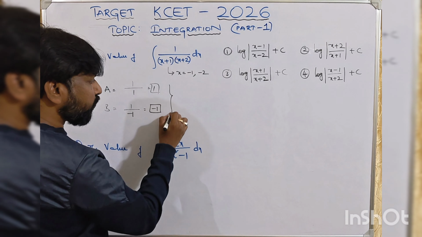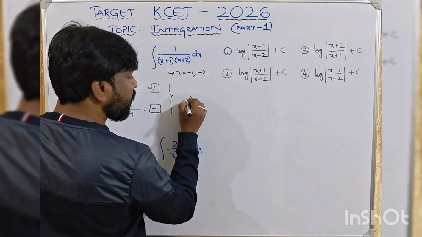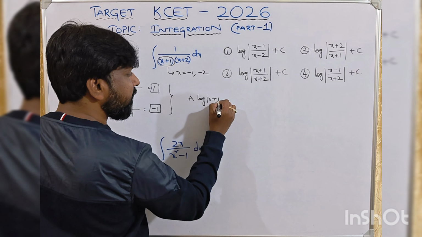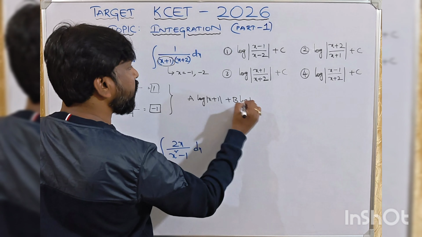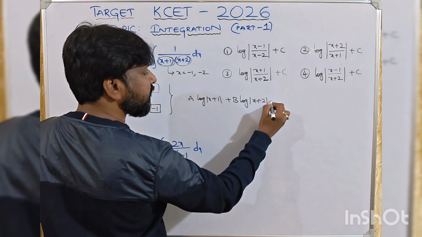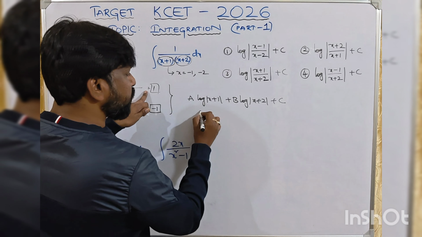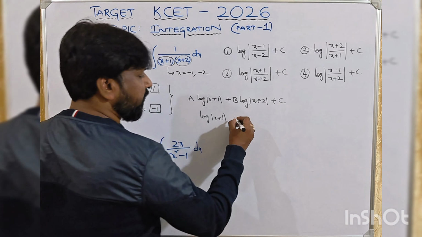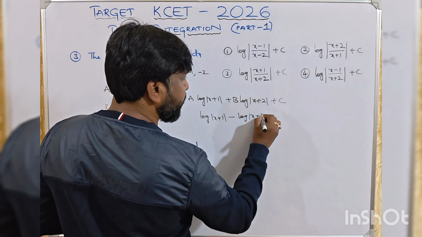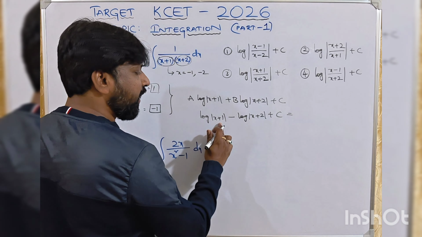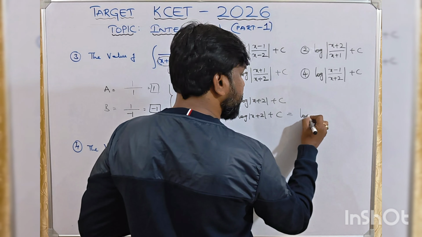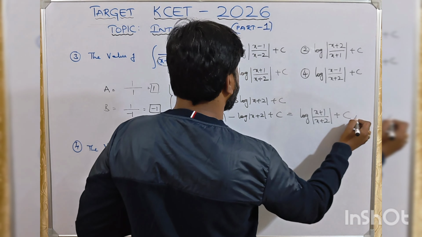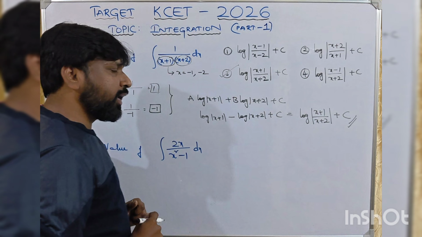Then according to this, the formula is a into logarithm of mod x plus 1, plus b into logarithm of mod x plus 2, plus c. So a is equals to 1, so 1 into logarithm of mod x plus 1, and b is equals to minus 1, so minus log mod x plus 2, plus c. Logarithm of a minus logarithm of b can be written as logarithm of a by b, plus c. So which option is the correct answer? Option 3 is the correct answer.